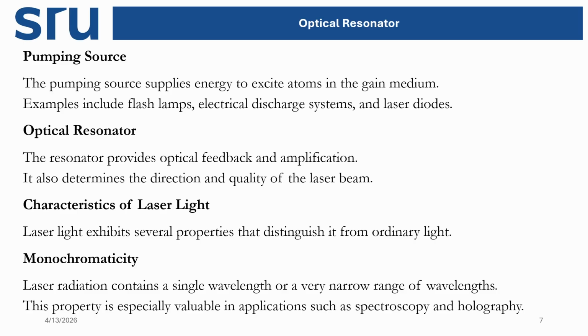What is the pumping source used for? The pumping source is used for making the population inversion. It supplies the energy to excite the atoms in the gain medium. The gain medium is the material we are using, and we excite this material to higher energies to promote the electrons from the ground state to the excited state. For this, as we just discussed, the flash lamp, electric discharge, or laser diode are used as pumping sources.